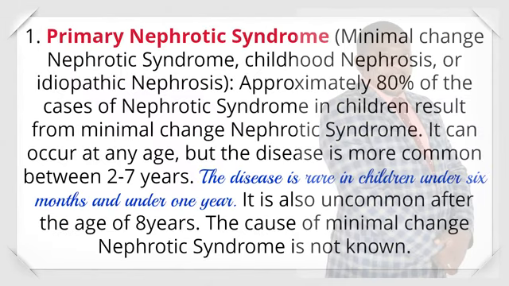1. Primary nephrotic syndrome, minimal change nephrotic syndrome, childhood nephrosis, or idiopathic nephrosis. Approximately 80% of the cases of nephrotic syndrome in children result from minimal change nephrotic syndrome. It can occur at any age, but the disease is more common between 2 to 7 years. The disease is rare in children under 6 months and under 1 year. It is also uncommon after the age of 8 years. The cause of minimal change nephrotic syndrome is not known.